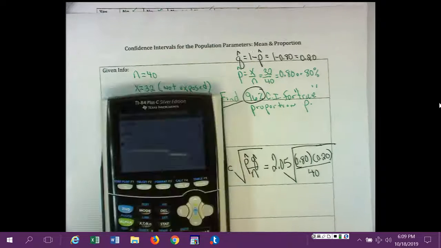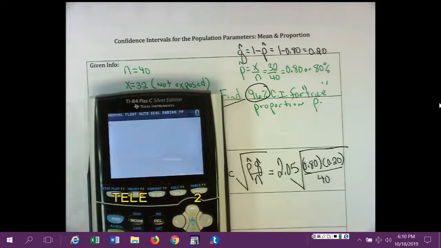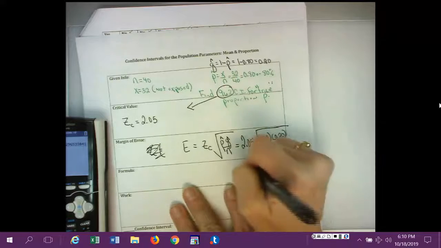So I'm going to plug it in directly to the calculator, and that is 2.05 times the square root of 0.8 times 0.2 divided by 40, and arrow out from underneath the radical. Enter. 0.12965, so 0.1297 is what we're going to use for our E, margin of error. I'm going to put that here.